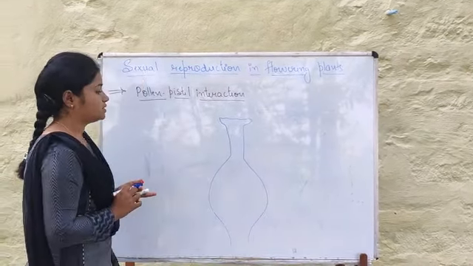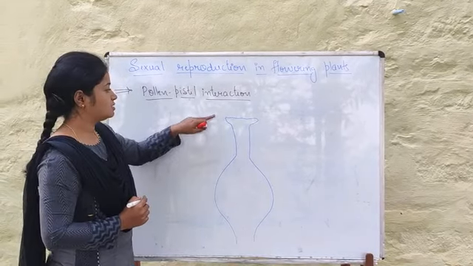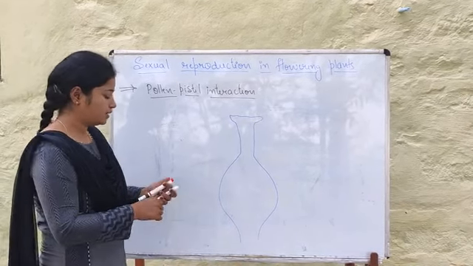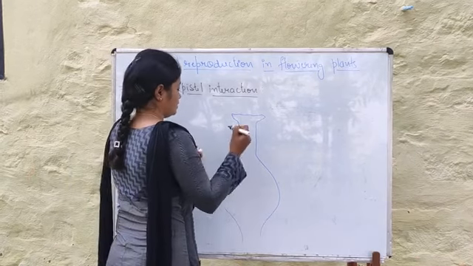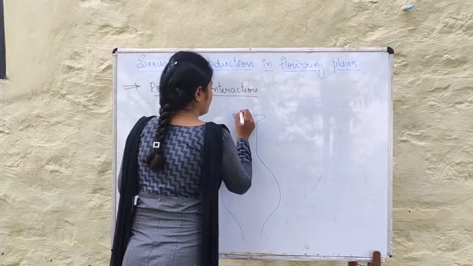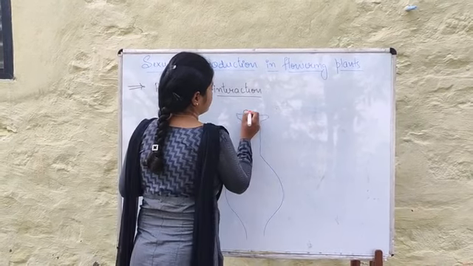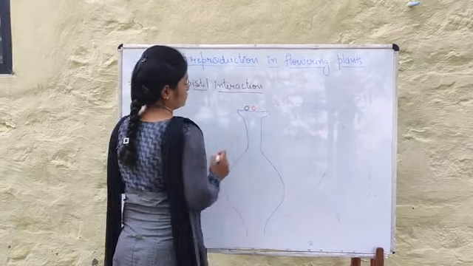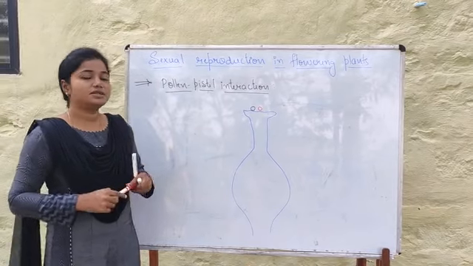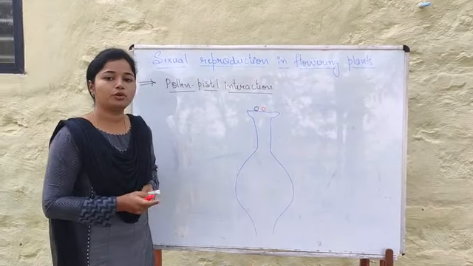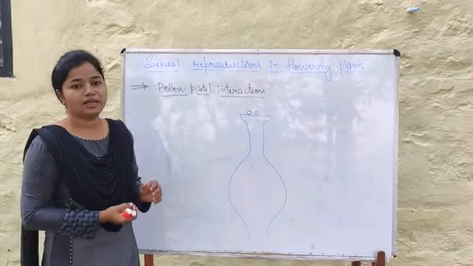So this is a pistil, this is a female reproductive part: stigma, style and ovary, right? So upon this there are pollen grains. Right. So the pistil is a female reproductive part and the pollen grain is a male gametophyte.